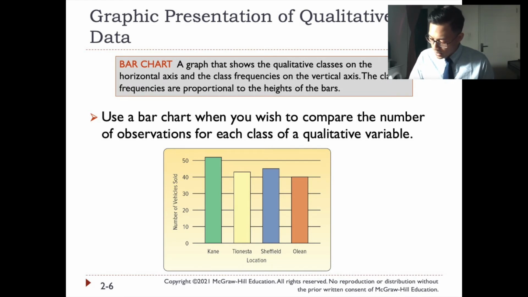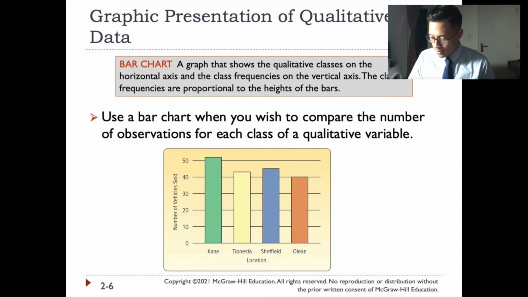Another way that you can make this graph more intuitive and easier to understand is to sort the bars based on the observations. For example, we can start with Kane, Sheffield, Tionesta, then Olean, and then we get a descending order of graph.